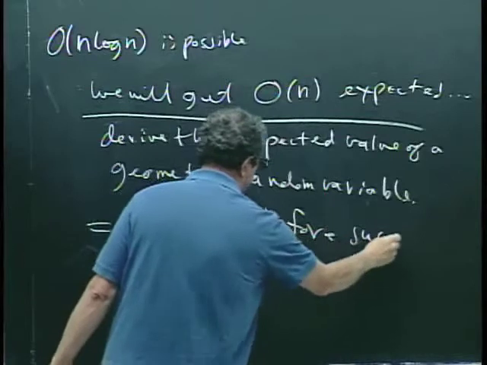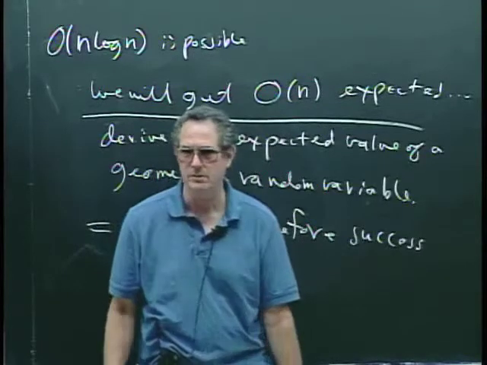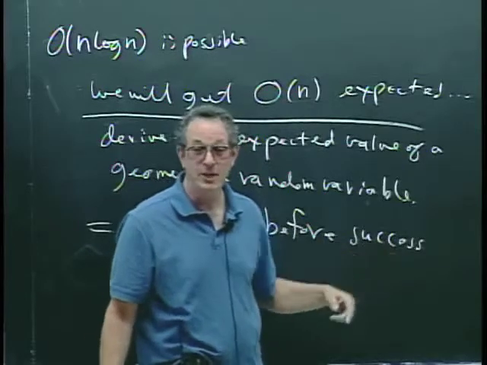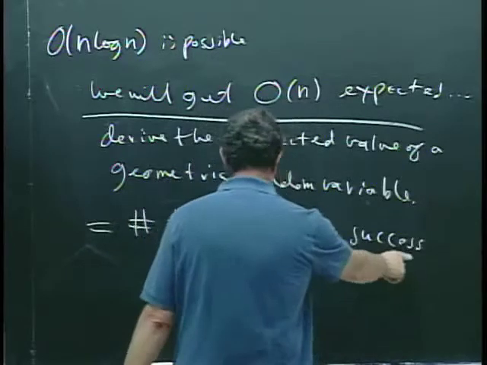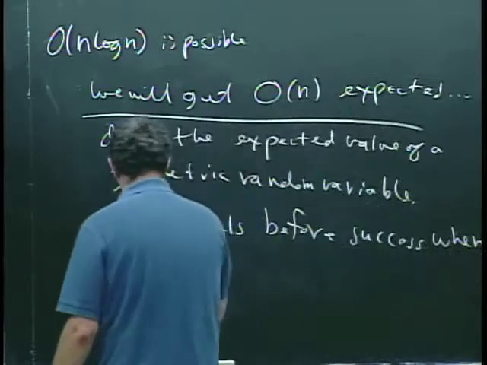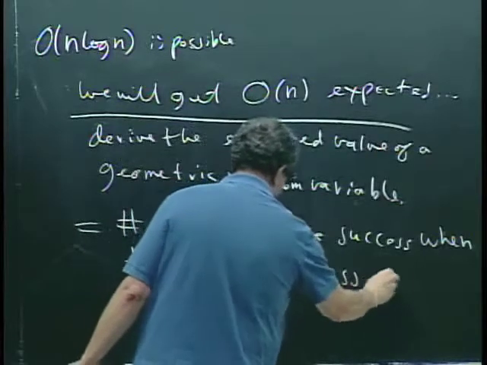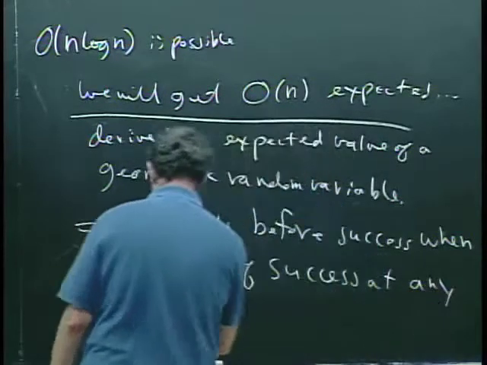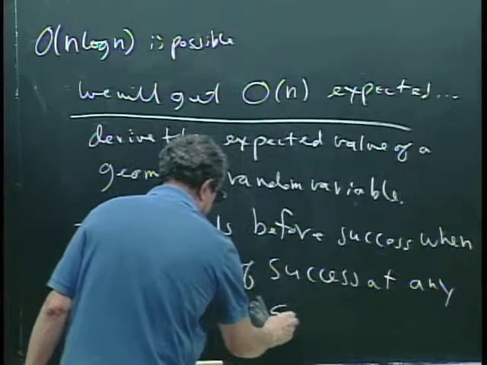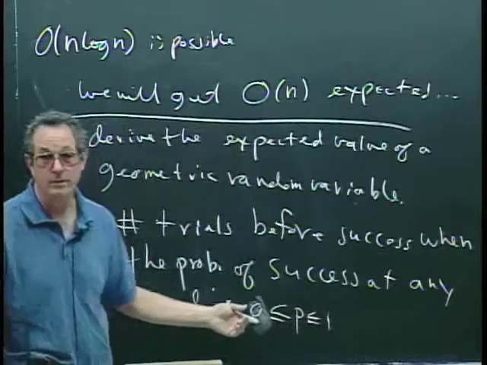before success, when the probability of success at any trial is P, and P is greater than or equal to 0 and less than or equal to 1.